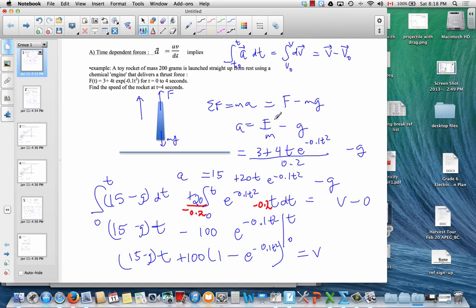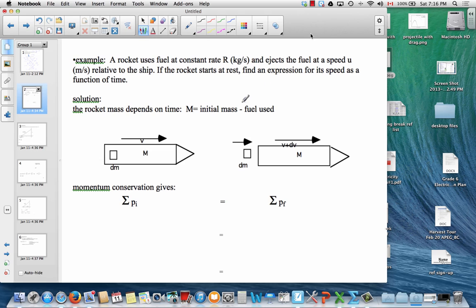So anyway, when you have a time-dependent force, find the time-dependent acceleration and then integrate it with respect to time. Okay, here's another time-dependent problem. This is rocket propulsion, and we're going to have a rocket that uses fuel at a constant rate. So here's a diagram of the rocket and a little bit of fuel at time t.